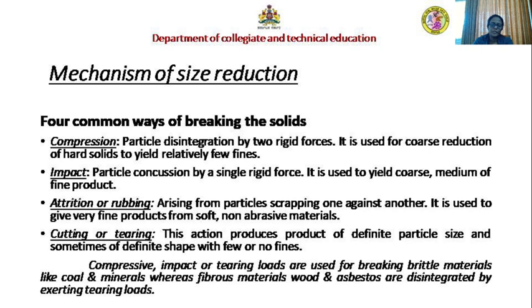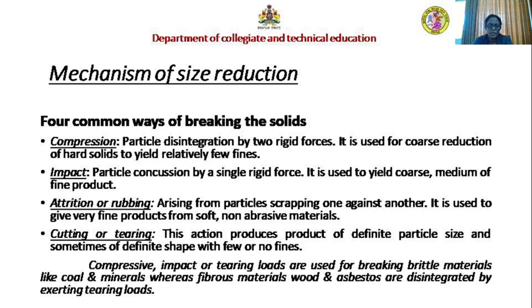So under this topic we are discussing the different kinds of forces that are used in size reduction operation to bring about the change in the size of the solids. So, mechanisms of size reduction. See, there are four common ways of breaking the solids to smaller size. The four major forces that are used are, one is compression, then we have impact force, then attrition or rubbing, then the last mechanism is a cutting or tearing action.